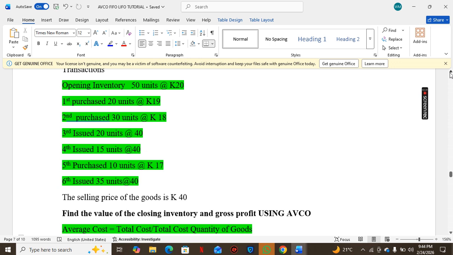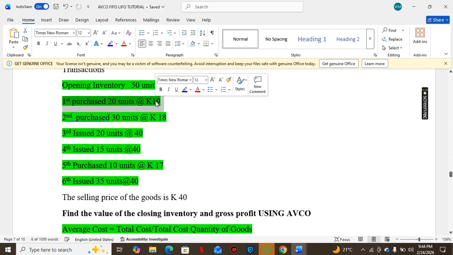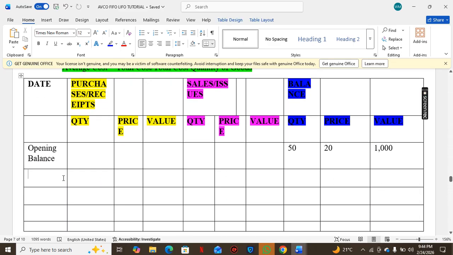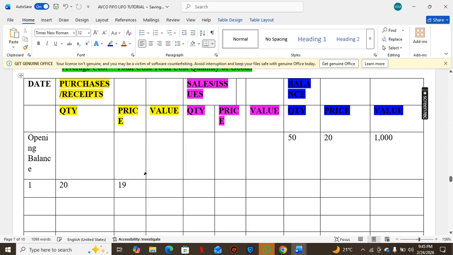Now with AVCO, whenever there is a purchase, that's where you apply this AVCO technique where you get the average cost each time there's a purchase. So on the first we purchased 20 units worth 19 kwacha. 19 times 20, colleagues? 380, yes.